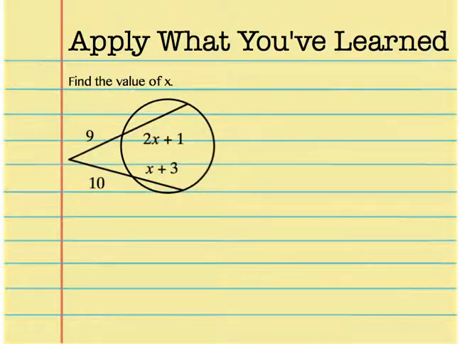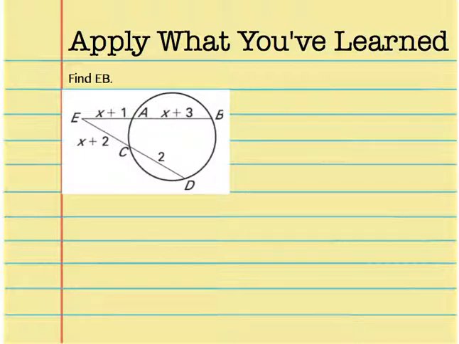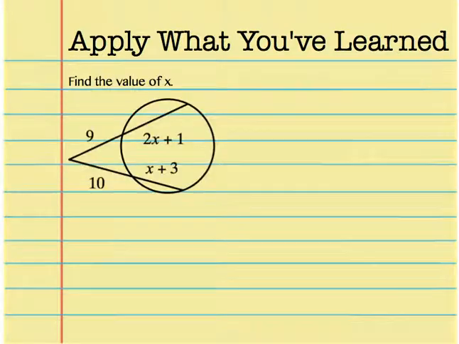Outside part times whole thing. And you can always pause these and try them if you want. Sorry, I'm just looking through what's left. So outside part on the top line is 9. Whole thing, we add these together.